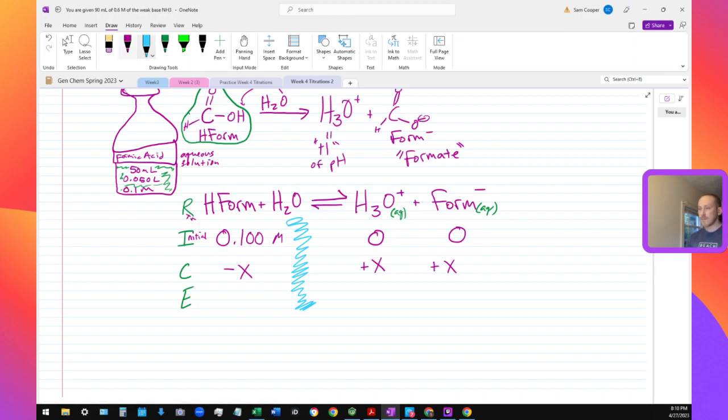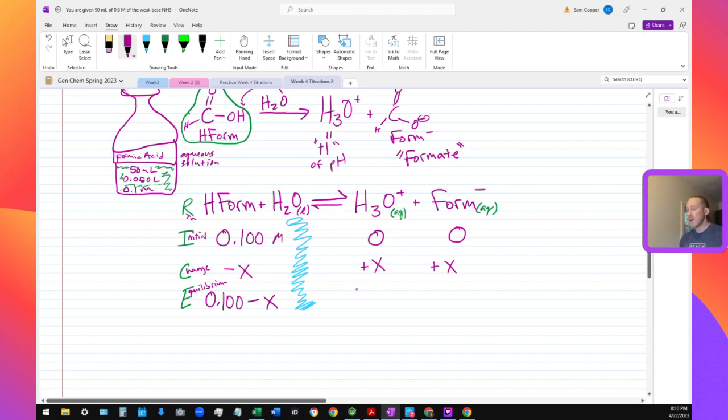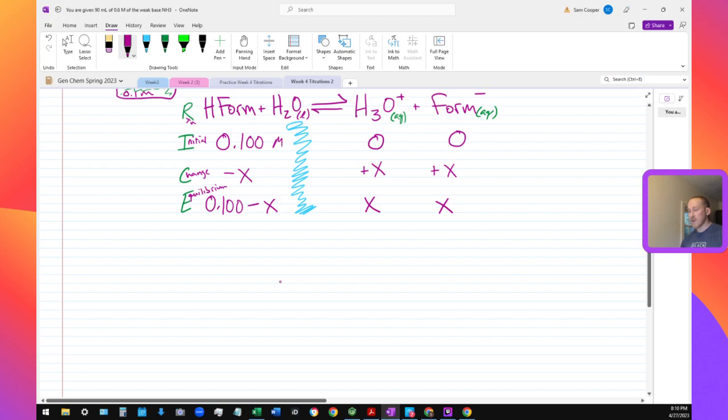It's a liquid. It's the solvent. It does not factor in. Why? That's for another video. So after that change happens, we reach eventually an equilibrium. Because keep in mind, this is going back and forth. H form is becoming form minus, but then some other H3O plus comes along and gives its extra proton back to the form minus, which becomes H form again, and so on and so forth. And it goes back and forth until eventually we reach these equilibrium concentrations.